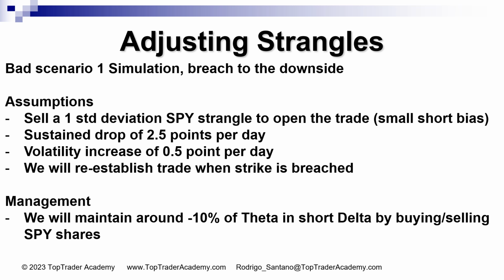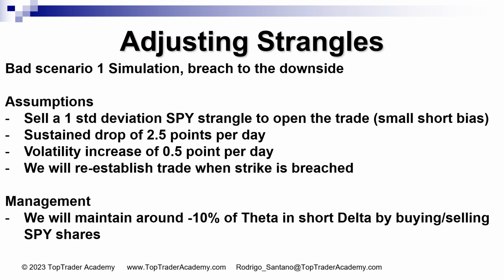We're gonna sell a 1 standard deviation strangle, which is the 16 delta strangle. It's gonna have a sustained drop of 2.5 points per day, volatility increase of 0.5 points per day, and we will reestablish the trade when the strike is breached. When the put is touched, that's when we'll reestablish the trade. Now, why volatility increases, and everybody should know this, when the market drops, volatility increases. Volatility is a measure of fear. So as you might think, when the market drops is when fear becomes exacerbated, and that's why volatility increases when the market drops. Conversely, when the market goes higher, volatility will decrease, right?